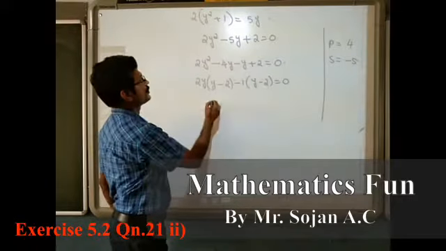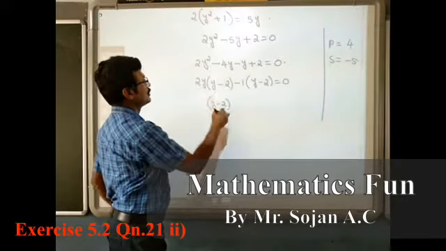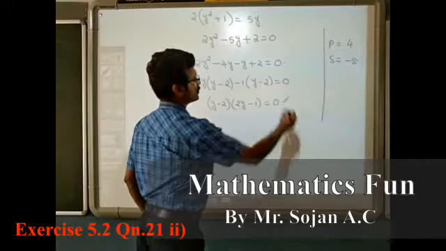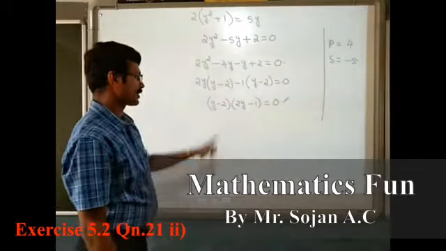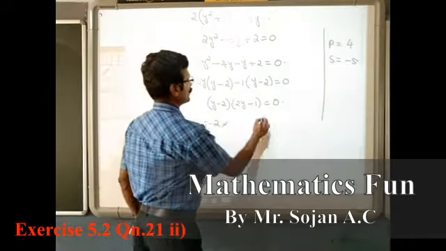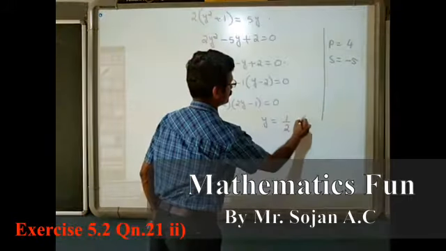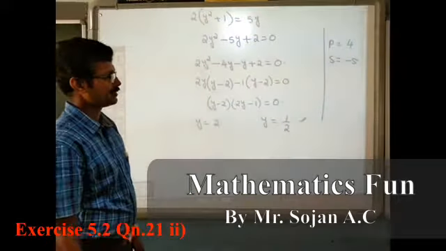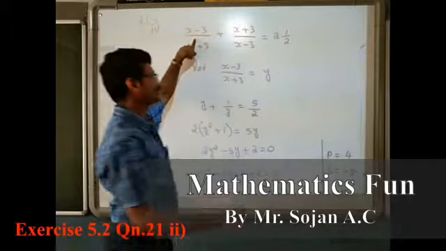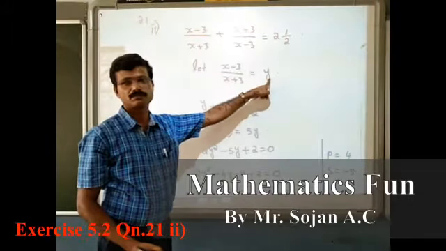Now y minus 2 is common. Here, left over 2y minus 1 is equal to 0. Then by the zero product rule, from this we can say y is equal to 2 or y is equal to 1 by 2. But we have to find out the value of x. The equation is of x. We got the value of y now.